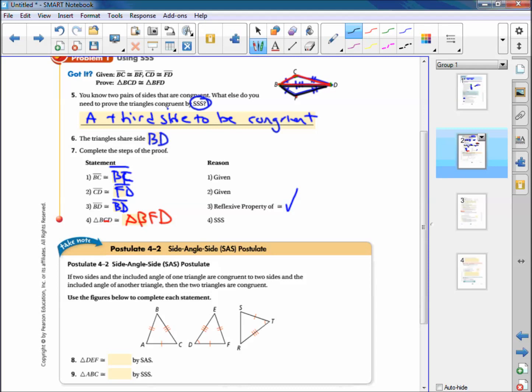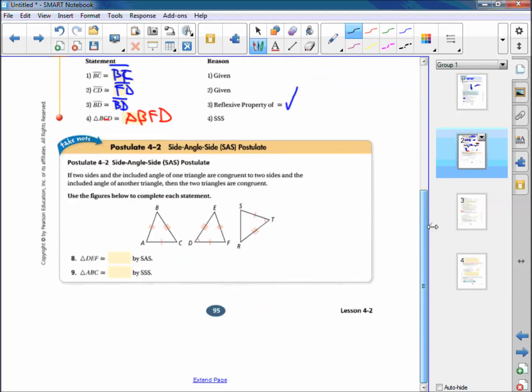All right, we have one more postulate on the bottom, the last one for this section. Postulate SAS. So this is the side angle side. So if you have two sides and the angle in between, the included angle, so that's why it goes side, angle, side. We need the sides and then the angle that's right in between them. Then you can say these triangles are congruent also.